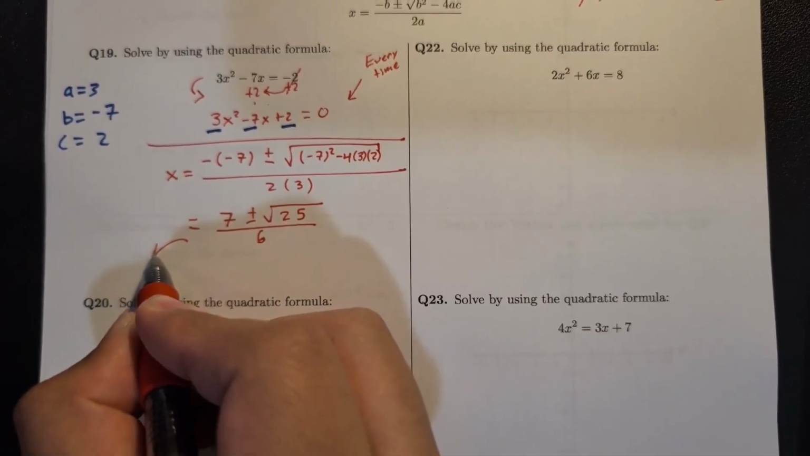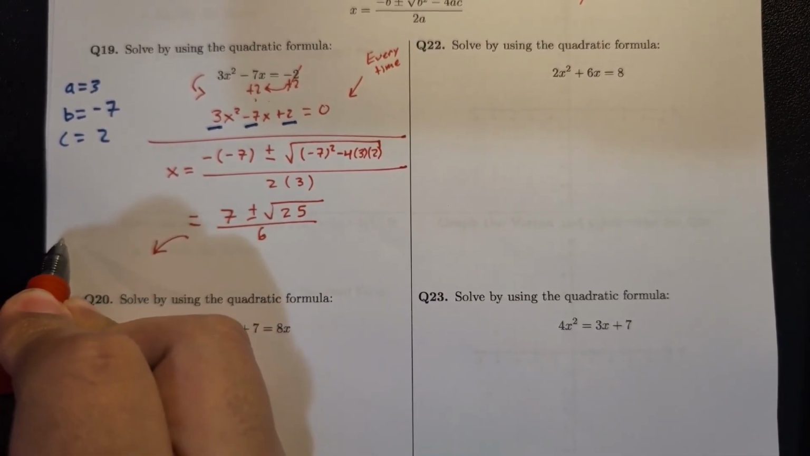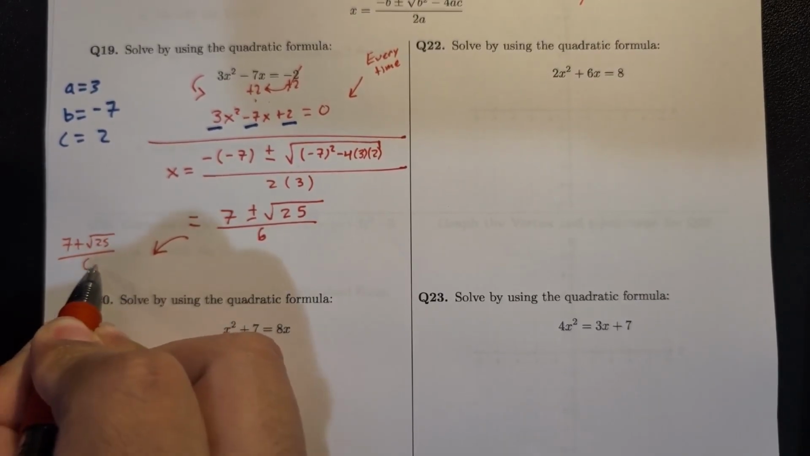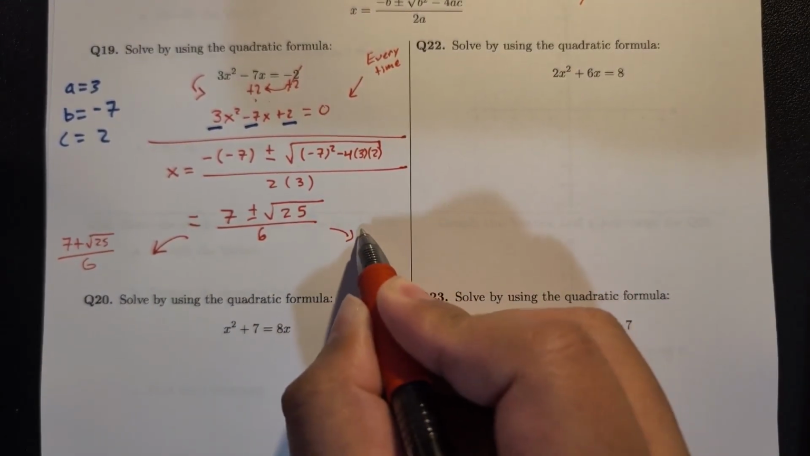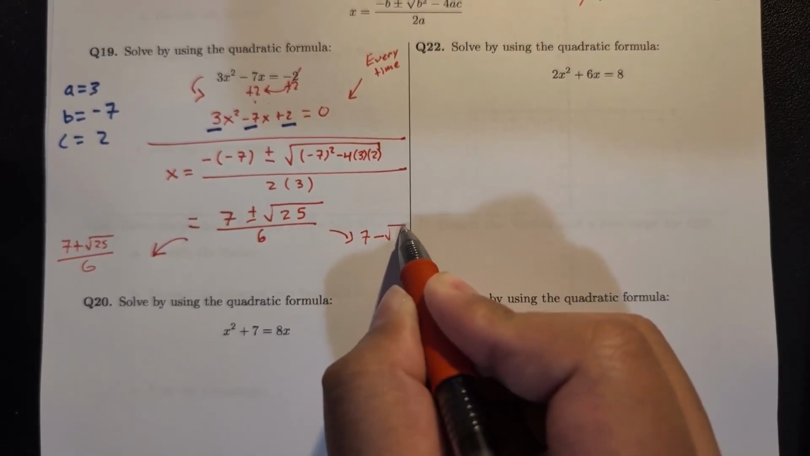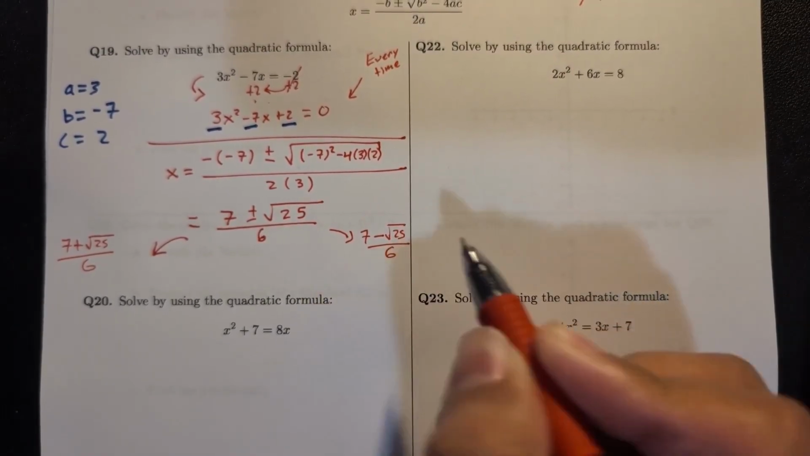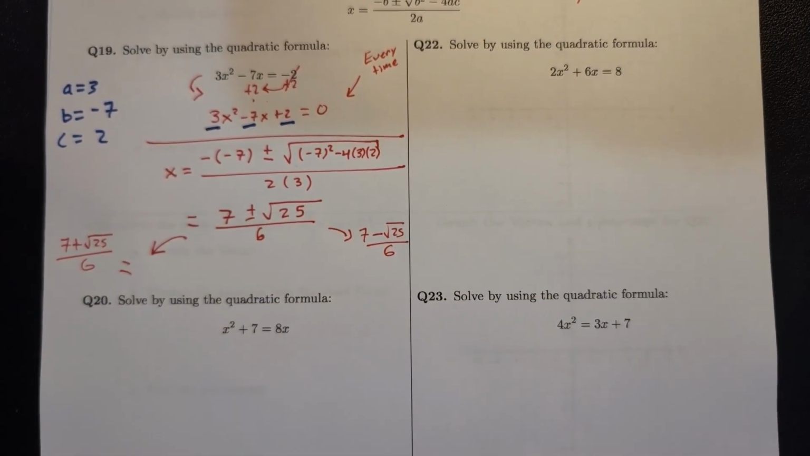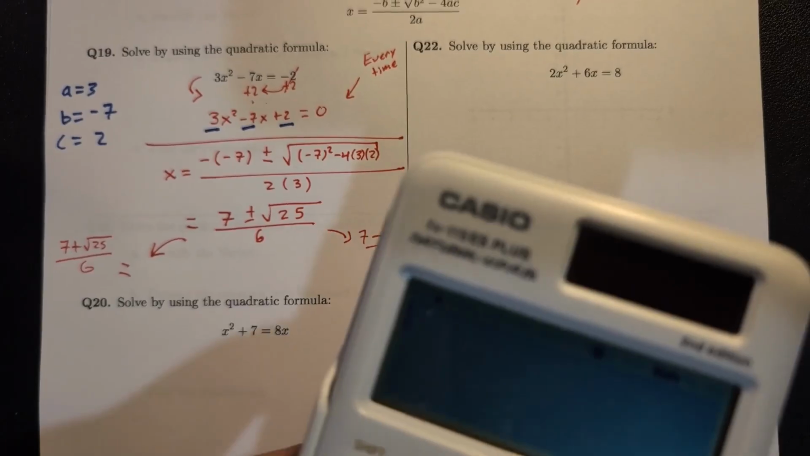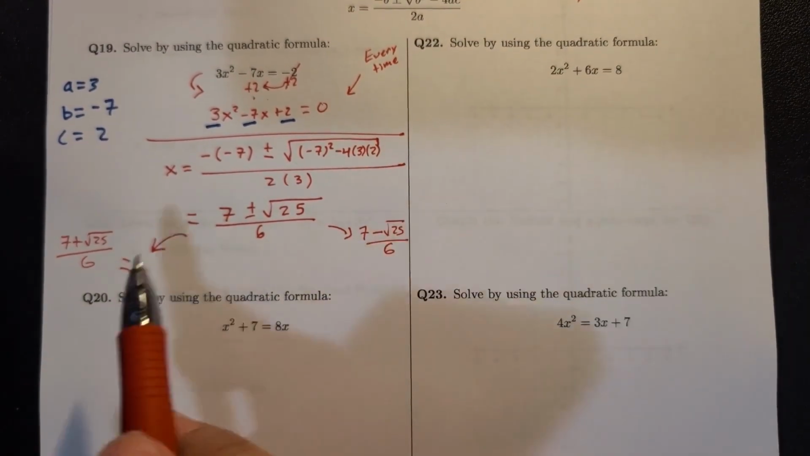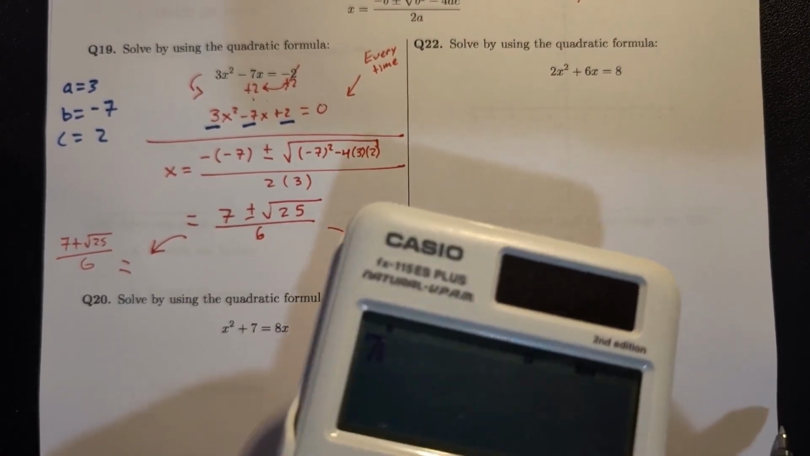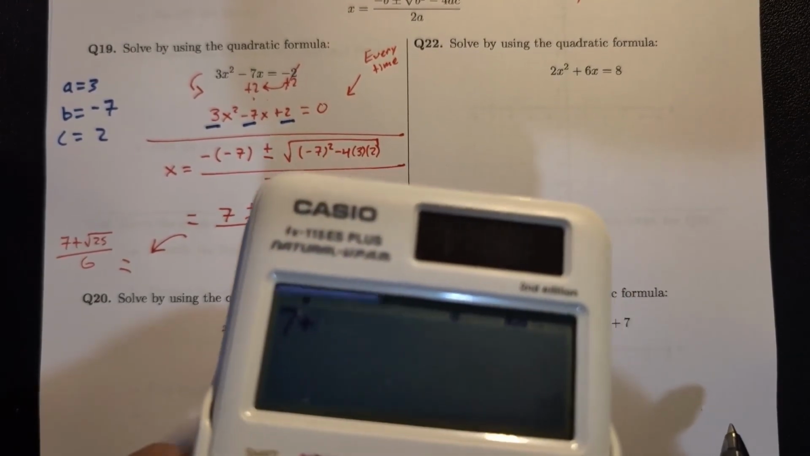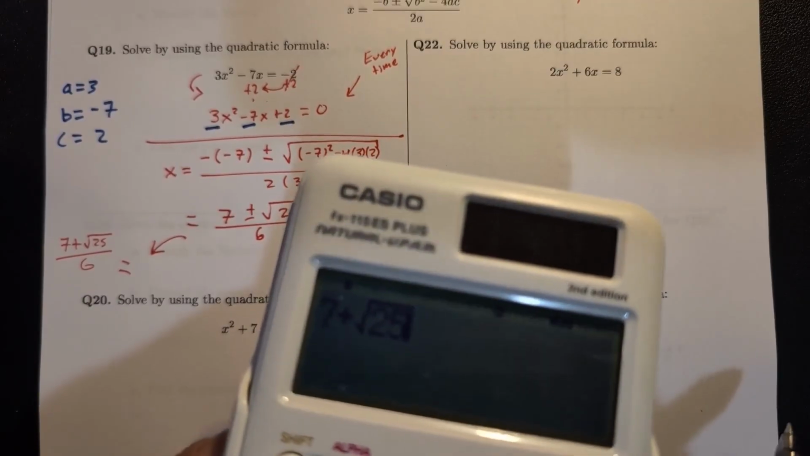I need to split this. One of them is going to be 7 plus the square root of 25 over 6. The other one is going to be 7 minus the square root of 25 over 6. Okay? When I plug this into my calculator, I'm going to do this one first. Let's see. 7 plus the square root of 25.